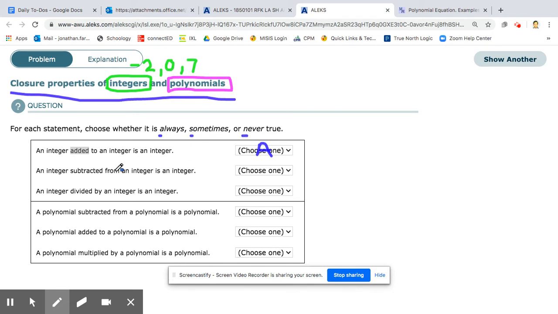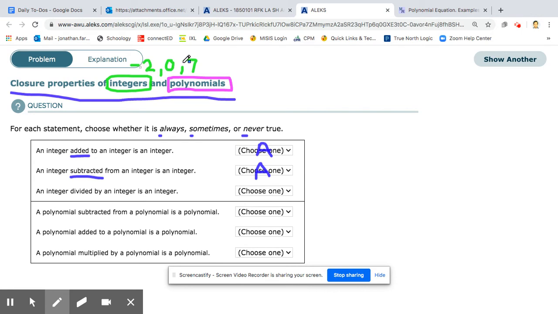An integer subtracted from an integer is an integer. Well, let's see. If we did 0 minus 7 and we got -7, is that still an integer? Yes, it is. And can you think of any examples where we wouldn't have an integer? No, that is because it's always going to be true. That means it's closed under subtraction. So it's closed under addition. It's closed under subtraction. What about if we divide?